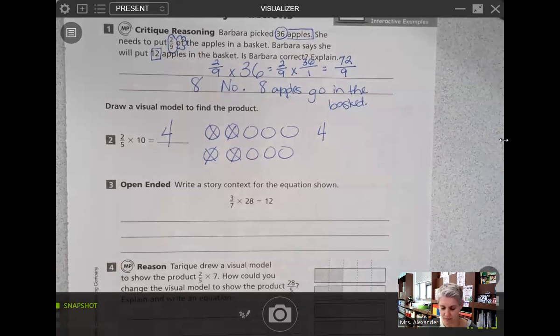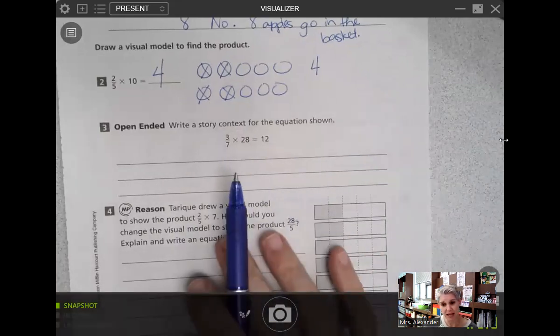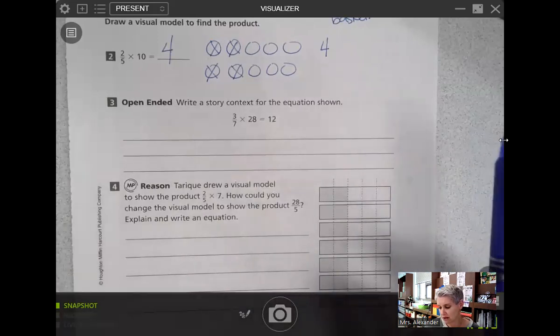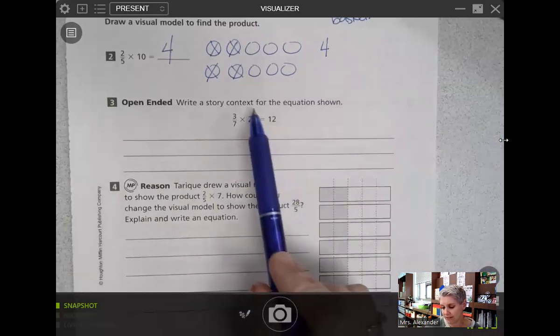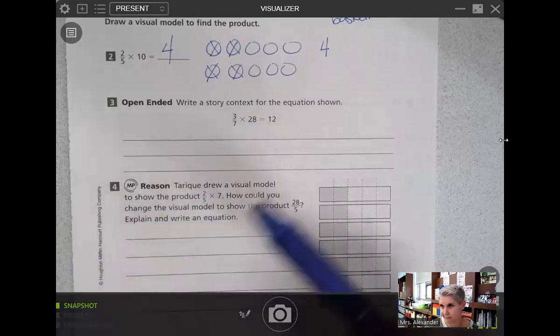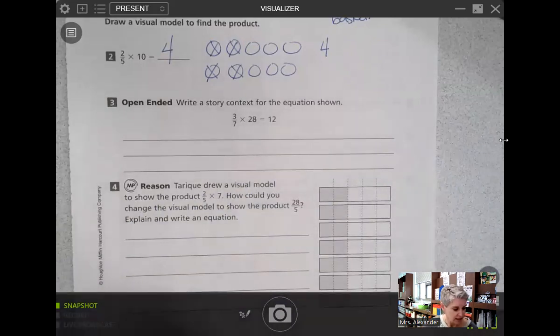All right. So it says write a story context for the equation shown. You can make up any situation you want for this one. It should be along the lines of you have 28 of something. I have 28 stuffed animals in a box. If I want 3/7 of those stuffed animals to be brown, how many are brown?